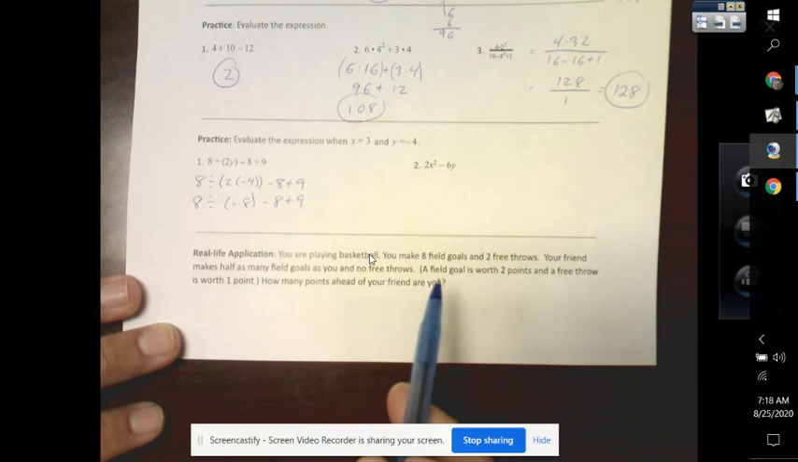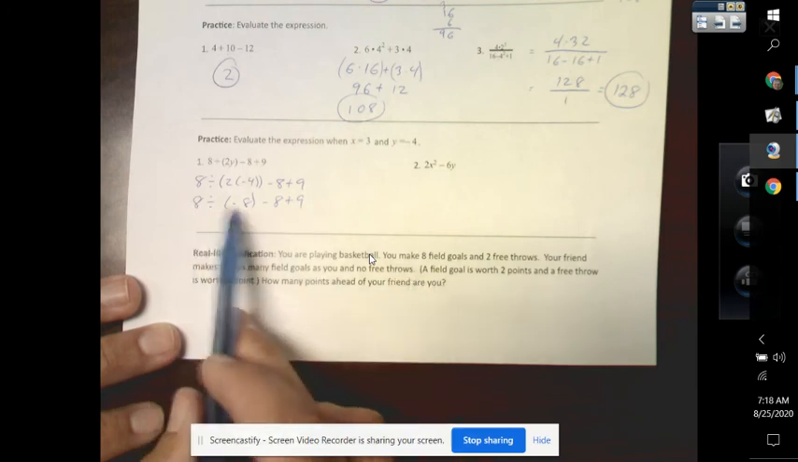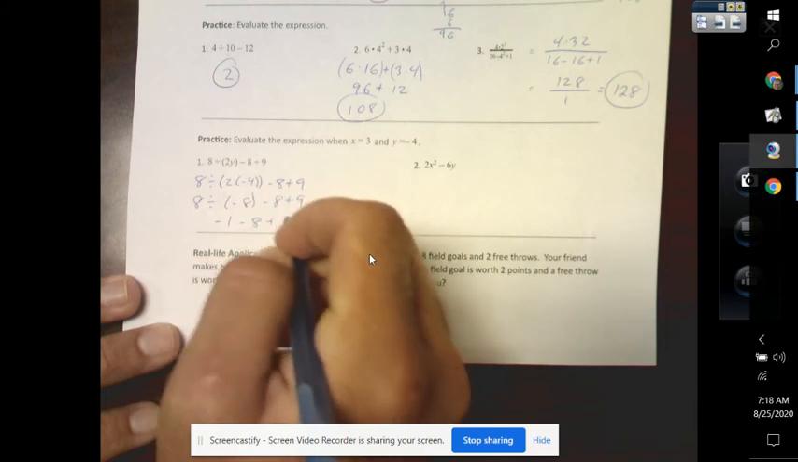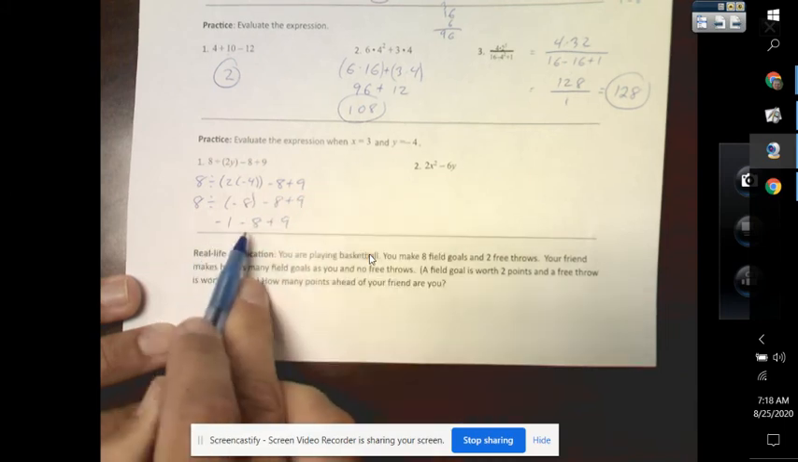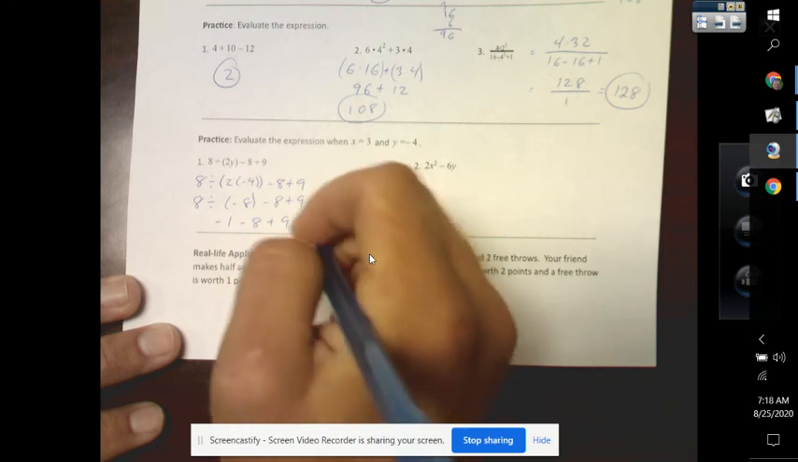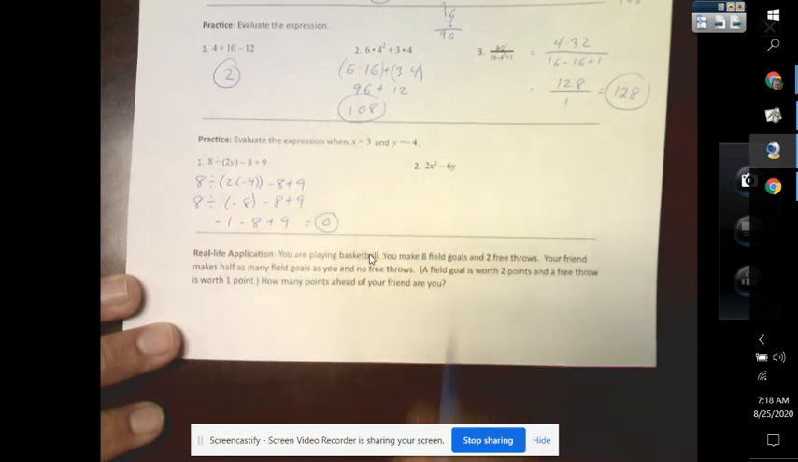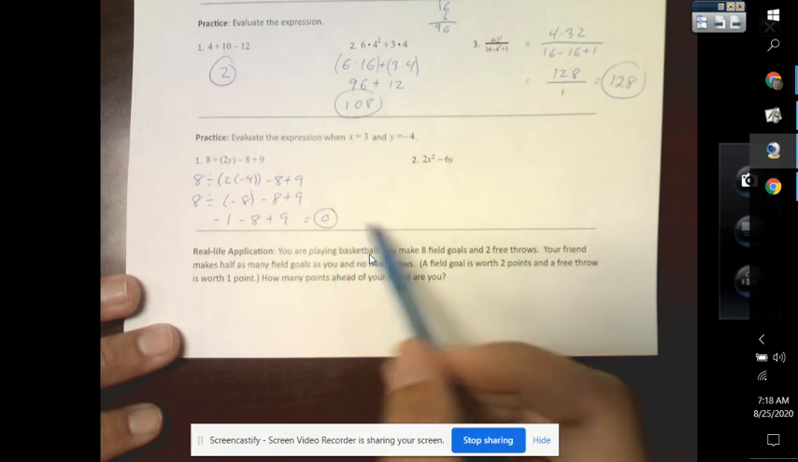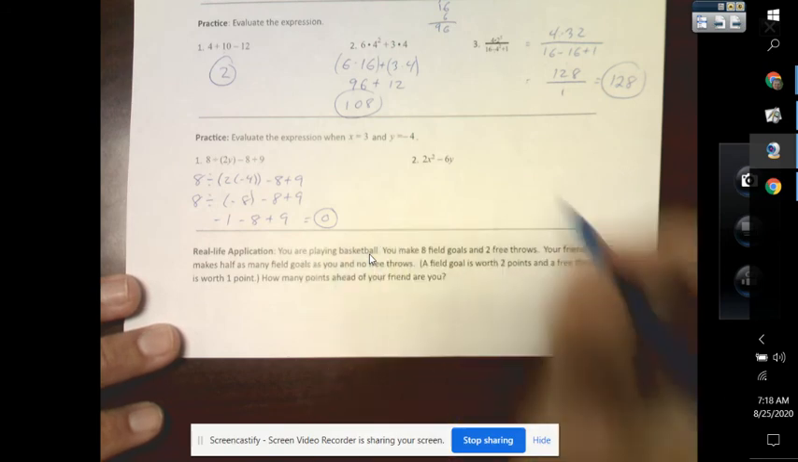Now I can go left to right. Okay. 8 divided by negative 8 is negative 1 minus 8 plus 9. Negative 1 minus 8 plus 9. Everything cancels out. Again, I'm going a little bit quick through these, but take your time. Patience is a virtue. Okay. Slow and steady wins the race. Good deal. 2x squared minus 6y.